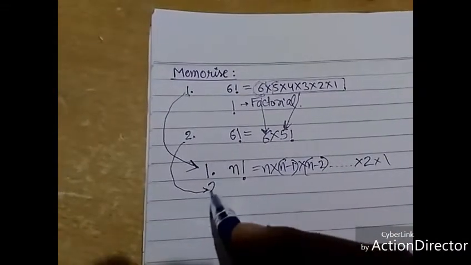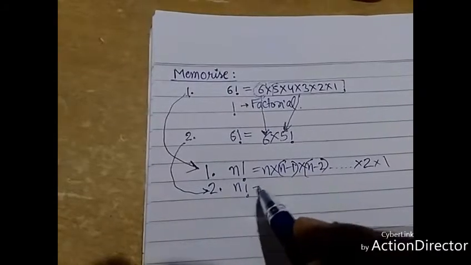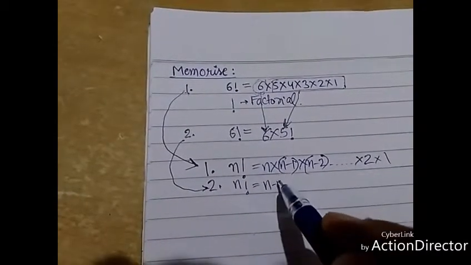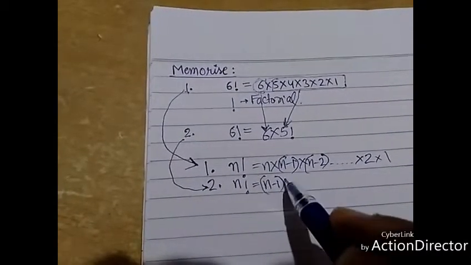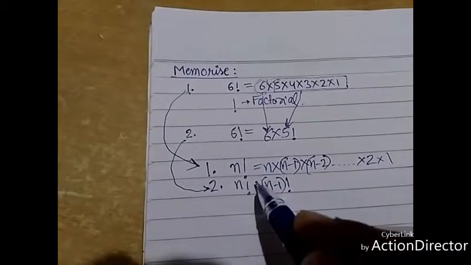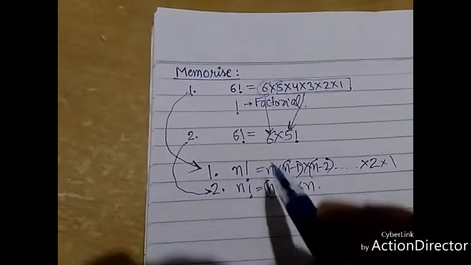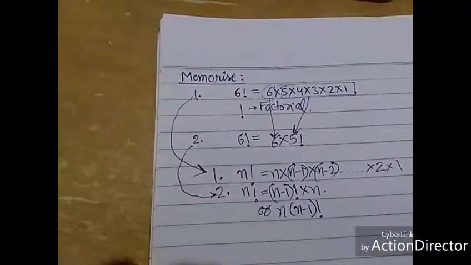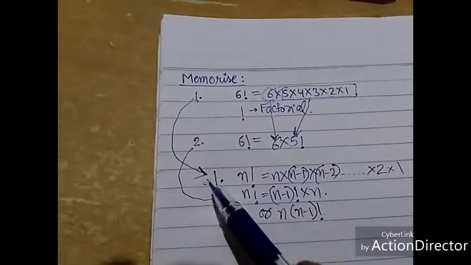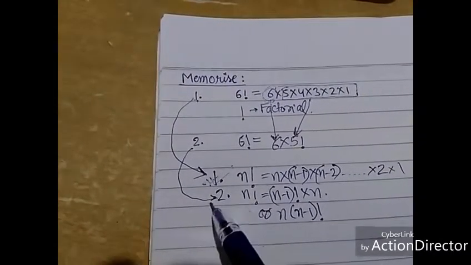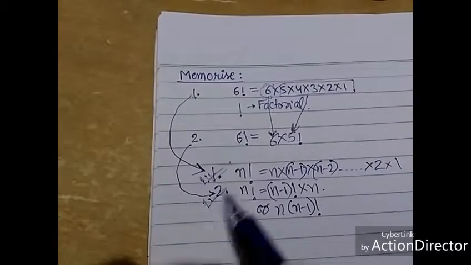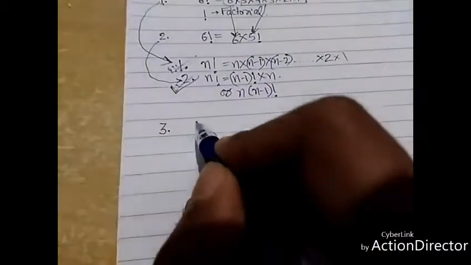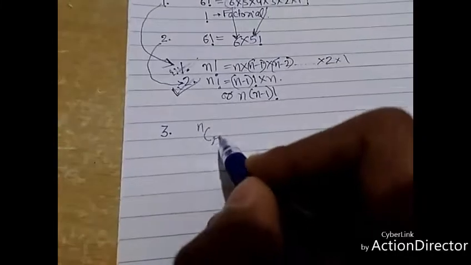You need to know what factorial is before entering this chapter. So now you can write the factorial of any number. So 1 factorial is 1, 2 factorial is 2, 3 factorial is 6, 4 factorial is 24, 5 factorial is 120. Next, the chapter's name is Permutation and Combination.